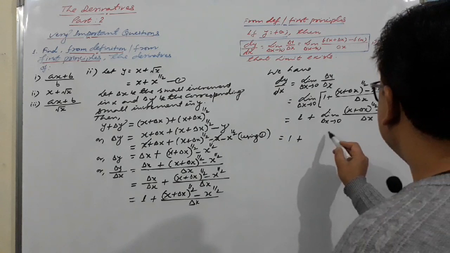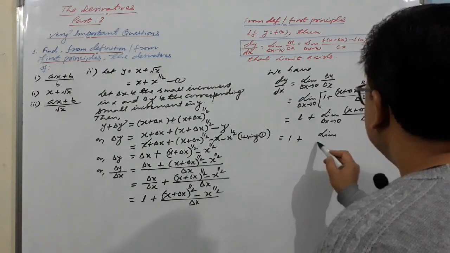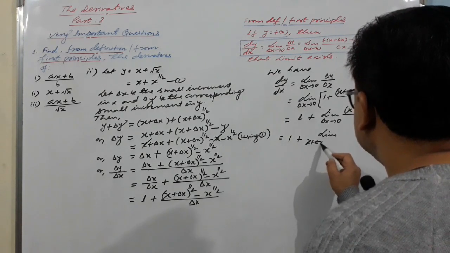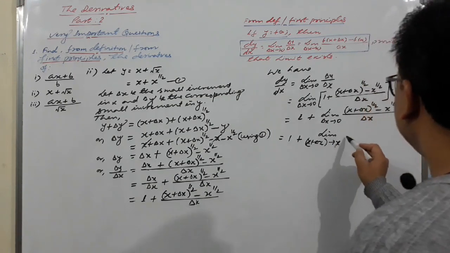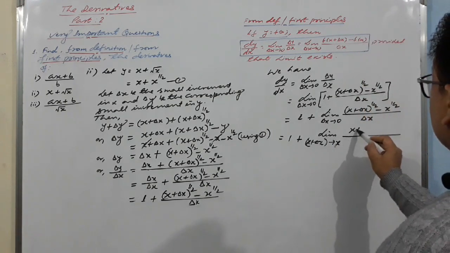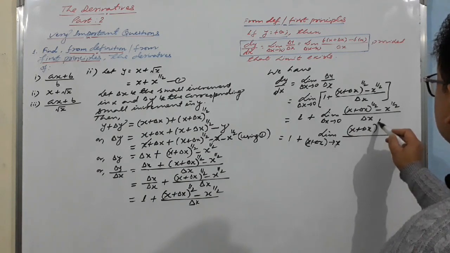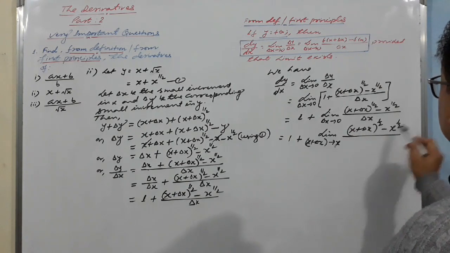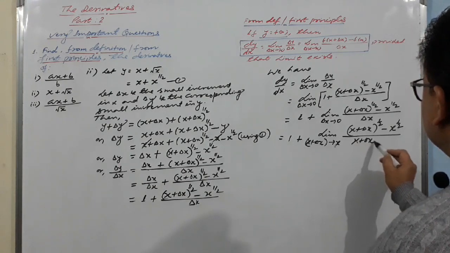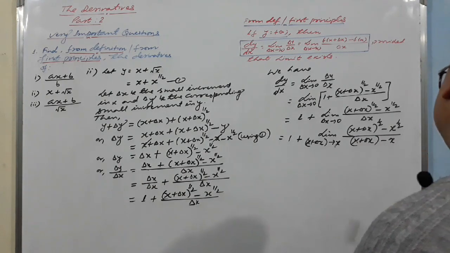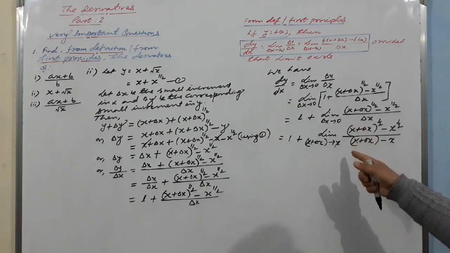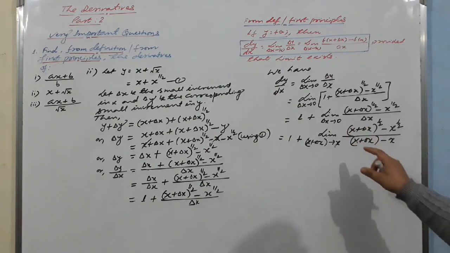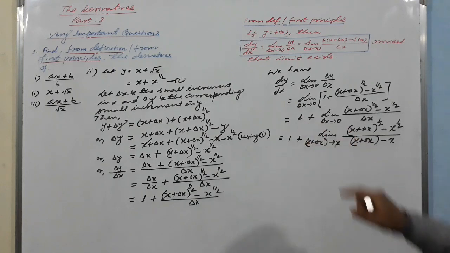You can see whatever limit, here I'm writing x plus delta x as delta x tends to 0, x plus delta x whole raised to the 1 by 2 minus x raised to 1 by 2, and x plus delta x minus x. After doing some arrangements, you can check whether the new arrangement is equal to the previous one.